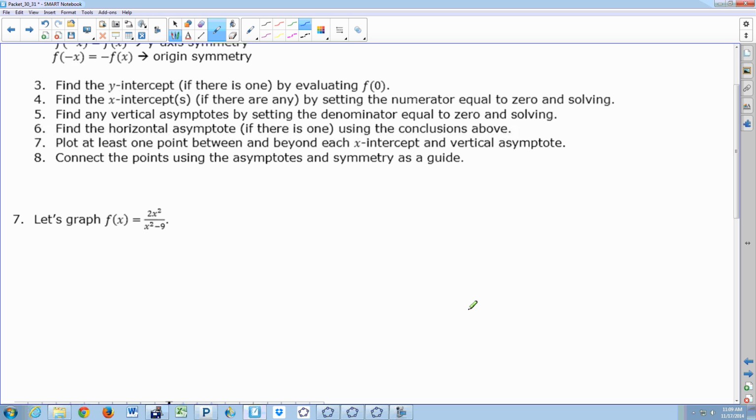That would be for the horizontal asymptote. The domain is what numbers are allowed to go into this function. Are there any excluded numbers here? Pat?